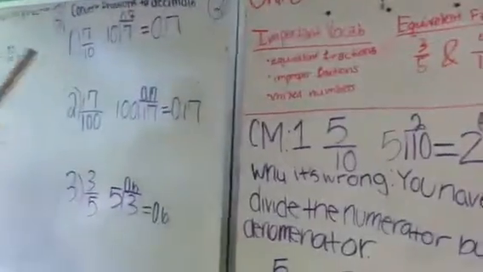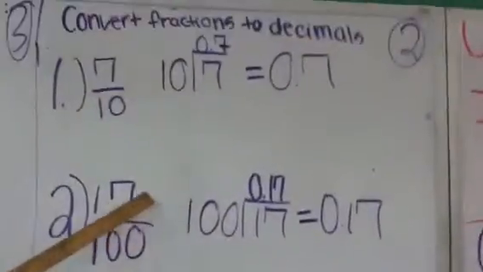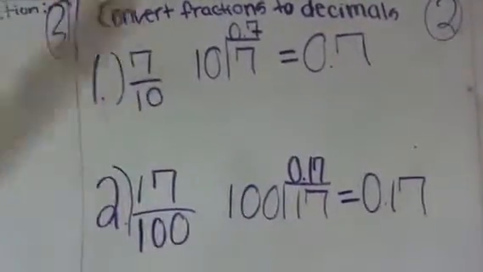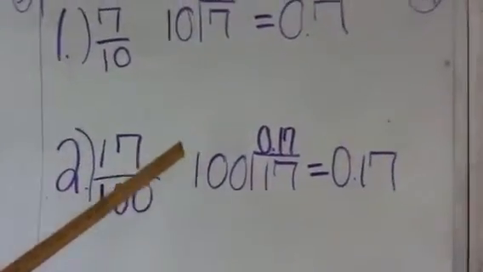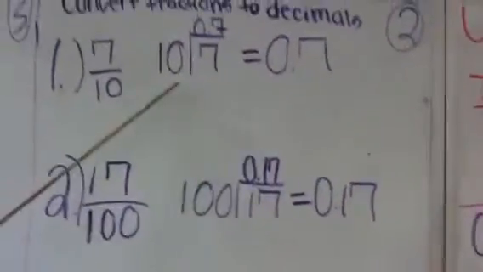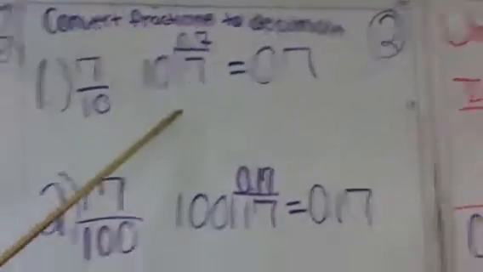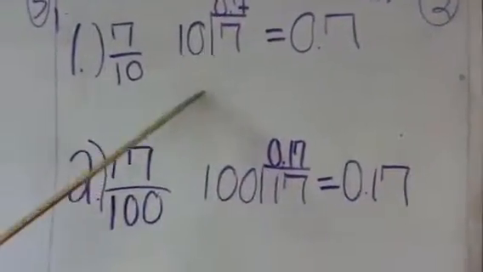Here are some examples of converting fractions into decimals. Here we are converting 7/10 into a decimal. To convert a fraction, you must divide the numerator by the denominator. Divide 7 by 10, and you get 0.7 as your answer.